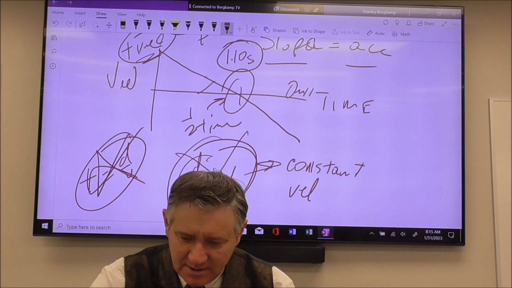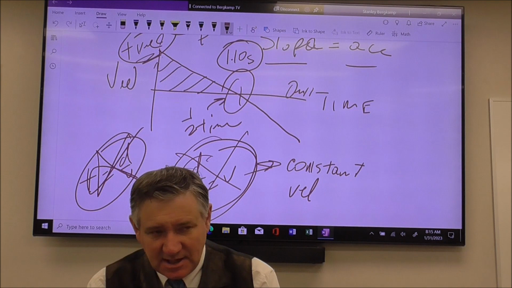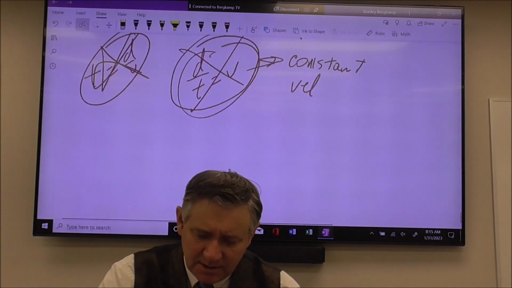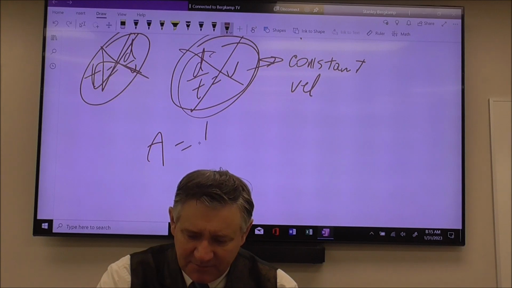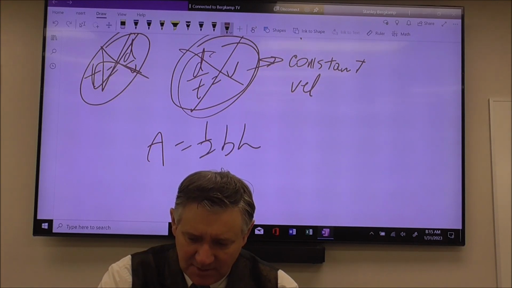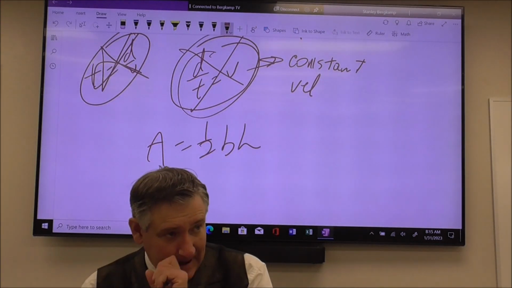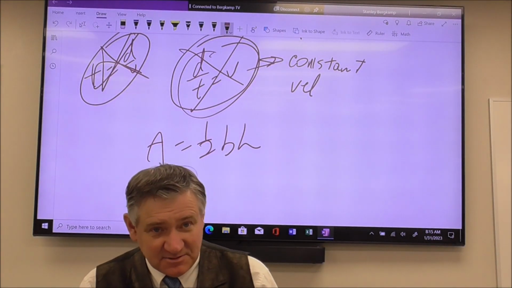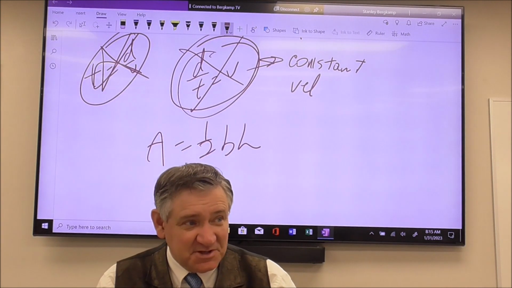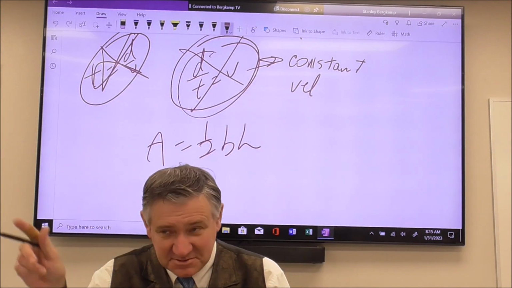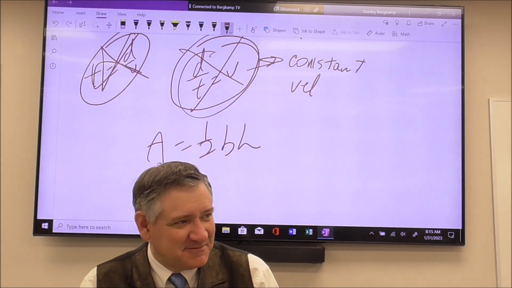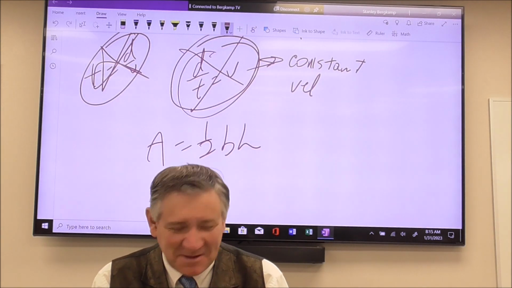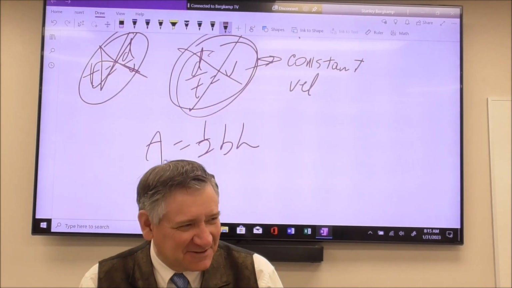What does the area underneath the velocity time graph give you? Displacement. Area of a triangle, correct me if I'm wrong, is 1/2 base times height, right? If you're a member of the area of the triangle club here at the high school, you know that. That's what you have on the back of your letter jacket. Area equals 1/2 base times height. Devin, are you a member of the triangle club? I wish. Maybe we ought to start that.